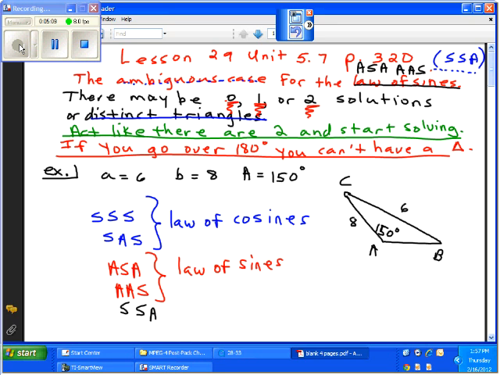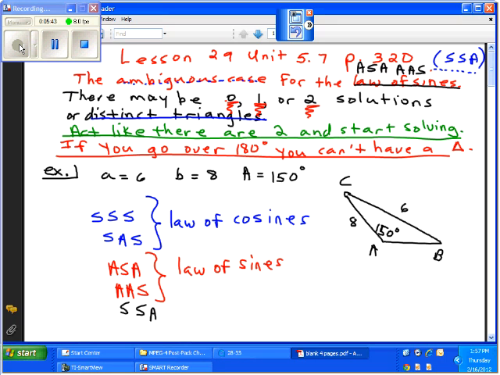Or if A is less than 90 and A is greater than or equal to B, then there's one solution. Or if A is greater than or equal to 90 and A is less than or equal to B, then there's no solution. Or if A is greater than or equal to 90 and A is greater than B, then there's one solution. It'd take most of us a good while just to memorize that and try to understand it. And it still takes a little while to figure it out because you still got to do B sine A.